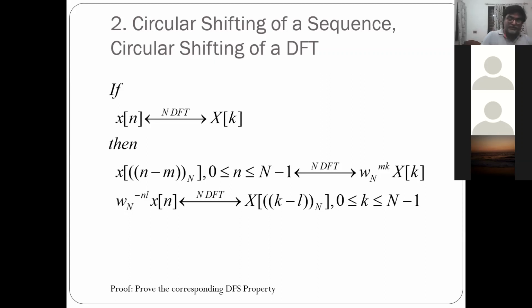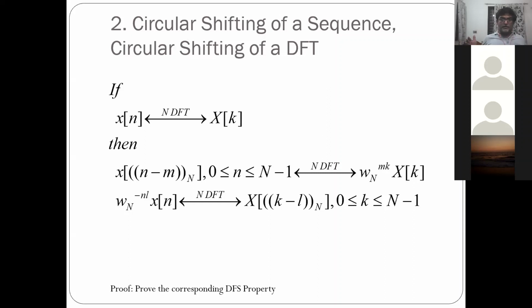The sequence will be multiplied by what? By W_N raised to minus L. What is that? W_N raised to minus L is the complex exponential e raised to minus j 2 pi by N, the whole raised to minus nl. So that is e raised to j 2 pi by N into nl. So this is in fact a kind of modulation, right? You are modulating x of n by a complex exponential. So you are shifting in the frequency domain.